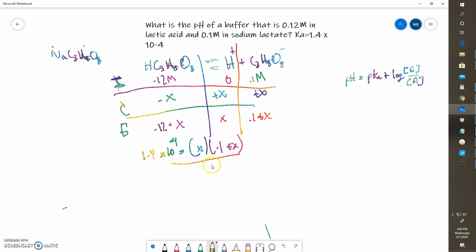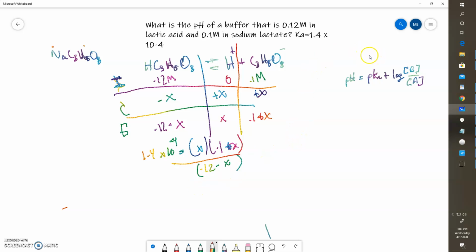over 0.12 minus X. And it's easy, just solve for X. No problem, right? Distribute that, you get 0.1x plus x squared over 0.12 minus x. It's actually going to be kind of messy to do it that way.